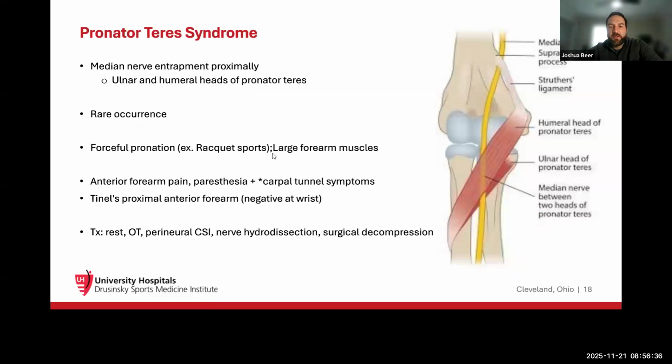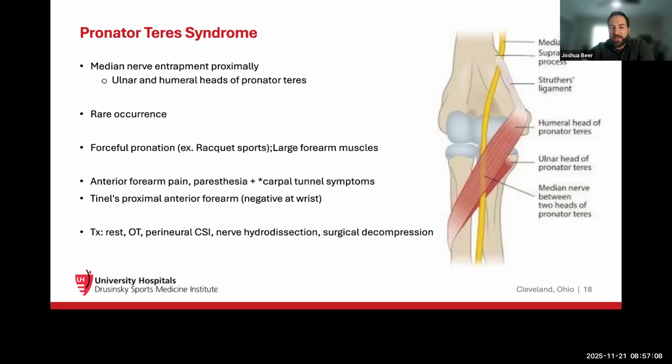And the last nerve impingement in the proximal arm is going to be pronator teres syndrome. This is where the median nerve gets compressed proximally between the ulnar and humeral heads. Very rare. It's thought to be due to forceful pronation, so racket sports, large forearm muscles. So someone who's a laborer, power lifter, or a baker, where they're really hypertrophying those forearm muscles.